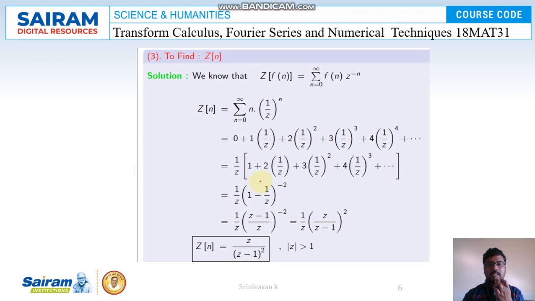Okay. So in the next problem, what is the value of the Z transform of n? Here the function is n. If you apply the Z transform, what will we get? Okay. So this is the definition of Z transform.